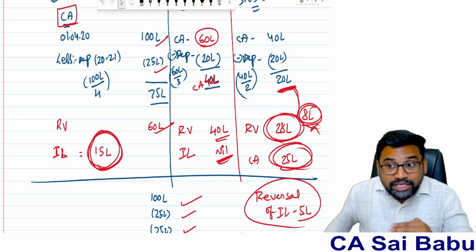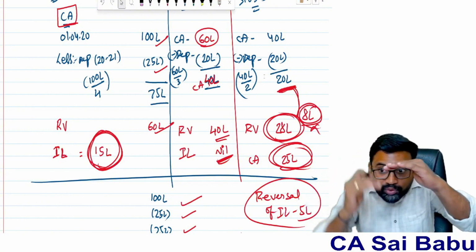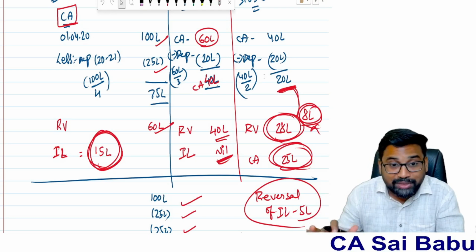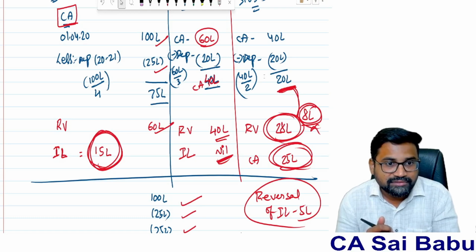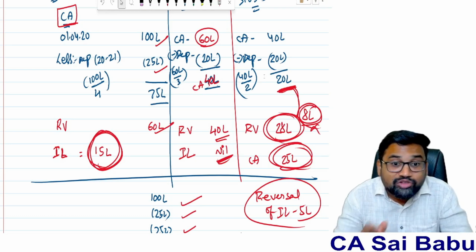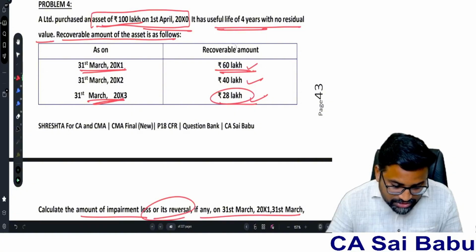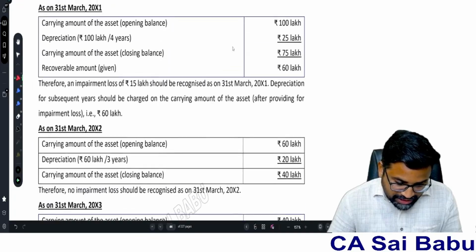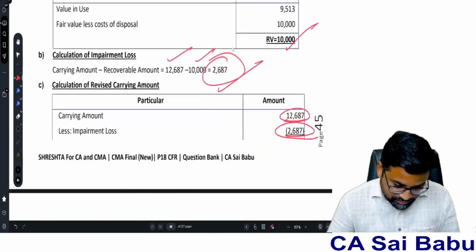Because the standard says you can reverse the impairment loss maximum up to recoverable value, subject to original carrying amount, as if this asset was not subject to impairment. If you provide just depreciation, what is the carrying amount of the asset? 25. So therefore, you need to increase the asset by 5 lakhs. That means you need to reverse the impairment loss only by 5 lakhs. So that is what I'm saying here. So that is the concept. And I am going to solve one more question, sir, so that you will understand it better. Question number 14 I am going to solve.